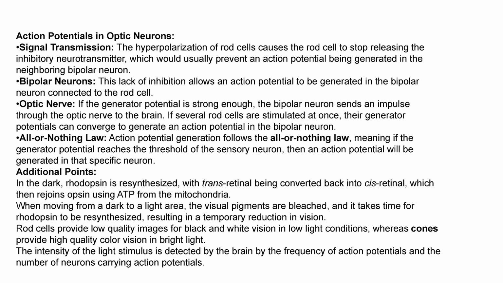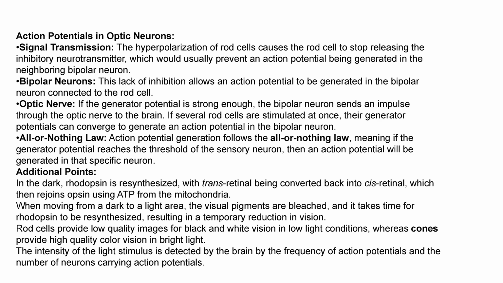Now here are some additional points that you need to remember. In the dark, rhodopsin is resynthesized, with transretinal being converted back into cisretinal, which then joins opsin using ATP from the mitochondria. Moving from a dark to a light area, the visual pigments are bleached and it takes time for rhodopsin to be resynthesized, resulting in a temporary reduction in vision.